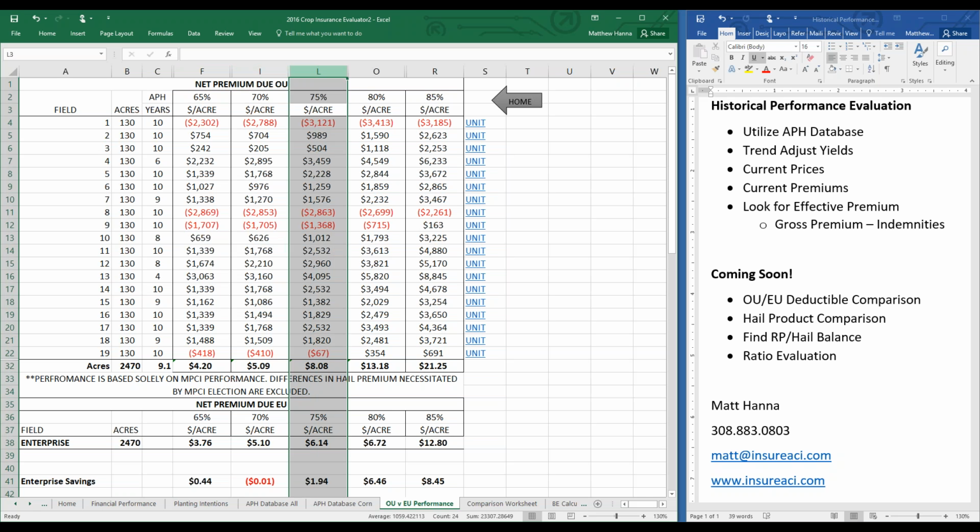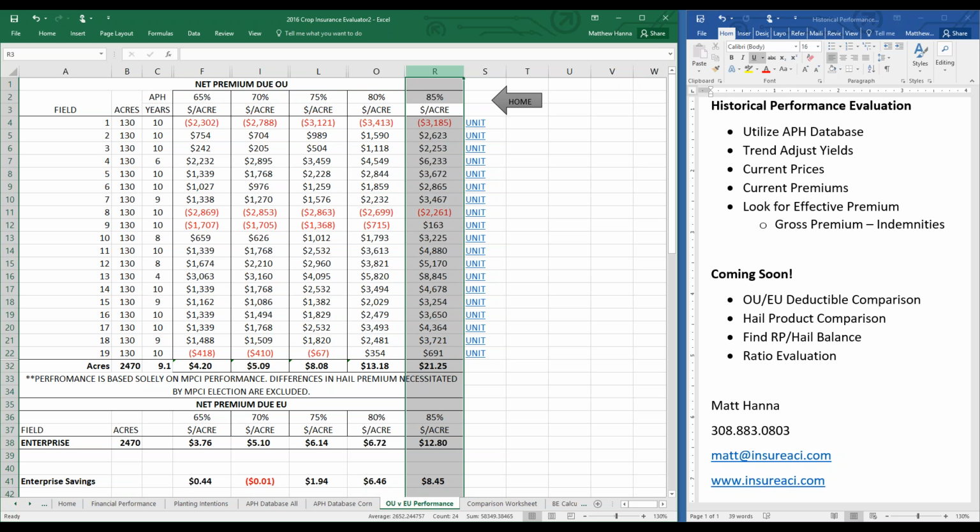And I guess this would be the tipping point. If I was at 75%, in this situation for $2 an acre on 2,500 acres, I would go with an optional unit over an enterprise unit because of the deductible that's built into your enterprise unit. Now, as we get to 80 and 85%, that's where this enterprise unit starts to look a little bit better. We start talking at the 85% level about saving $8.45. We're talking some real money.